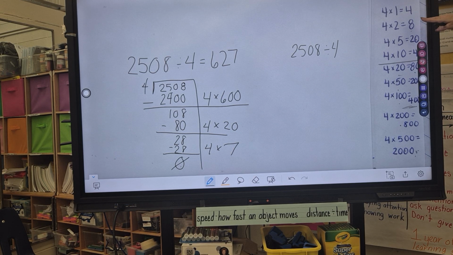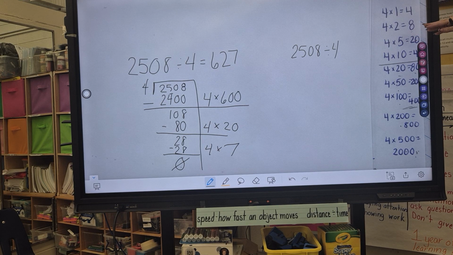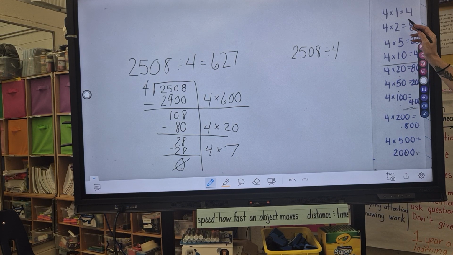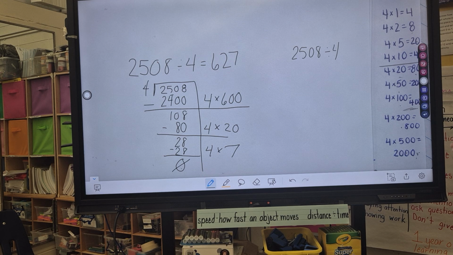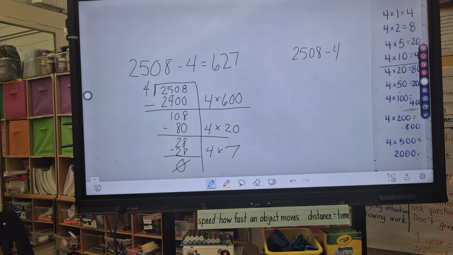4 times 1 is 4. 4 times 2, doubles we've been learning since 2nd grade. 4 times 5, super easy, count by 5s. 4 times 10, which we should all know are 10s. Then we get into our multiples of these. So 4 times 20 is 80. 4 times 50 is 200. 4 times 100 is 400. 4 times 200 is 800. 4 times 500 is 2,000.